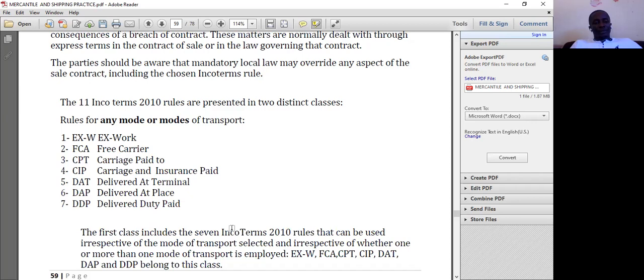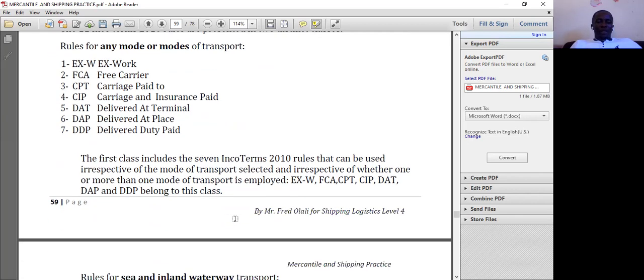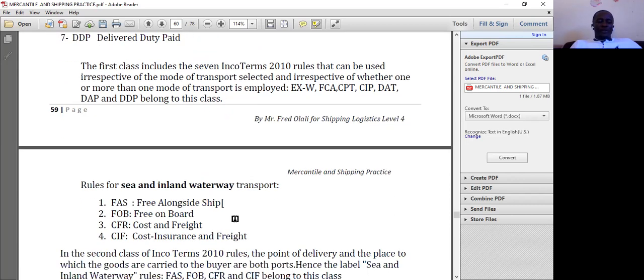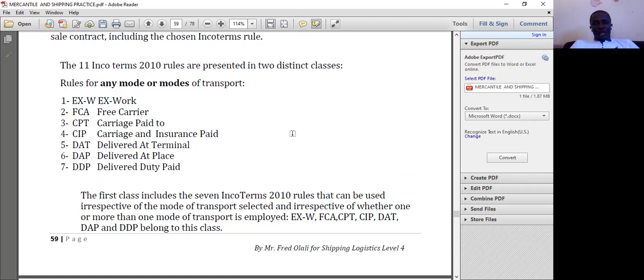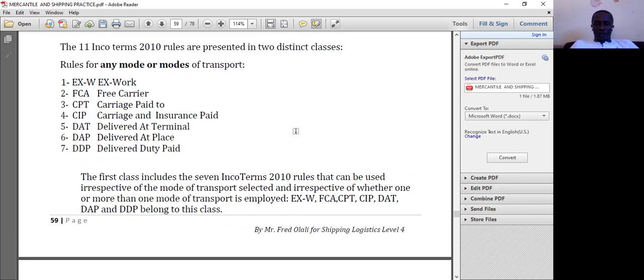And the Incoterms 2010 comprises 11 terms. That is Ex Works, Free Carrier, CPT, CIP, DAT, DAP, DDP, and also FAS, FOB, CFR, and CIF. But you will allow me, I just want you to see how the Incoterm 2010 looks. But since we are now into the new set of Incoterms, I want to take you straight away to see the new set of Incoterms.